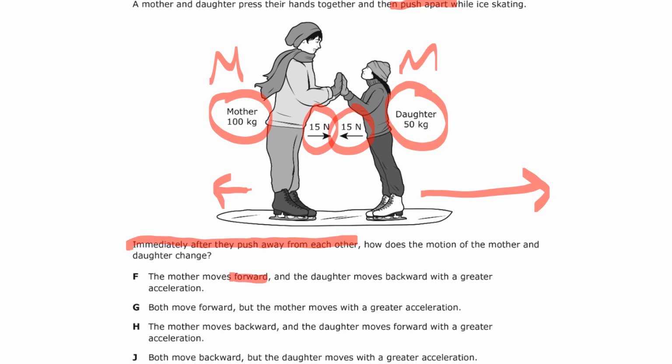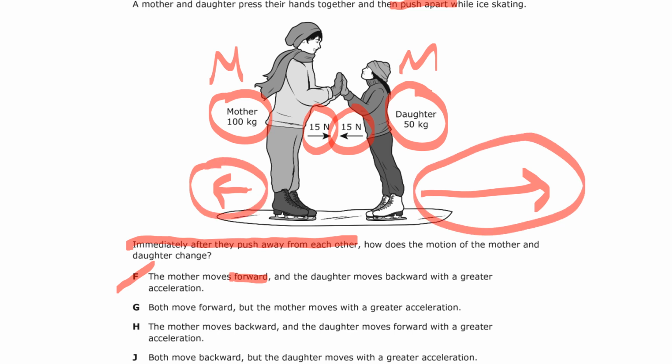Is the mom going to move forward? Well, we drew her arrow going backwards, so that's wrong. Both of them move forward. So are they both going to move forward? Well, we drew they're both moving backwards, so that would be wrong. So the mother moves backwards and the daughter moves forward. Okay, well, we looked at our vectors and that's not what it shows. J says both move backward, but the daughter moves with a greater acceleration. So this would be the one that we diagrammed. So J would be our answer. They're both going to move backwards. And as we have the bigger vector right here, she's going to accelerate more because she has less mass.